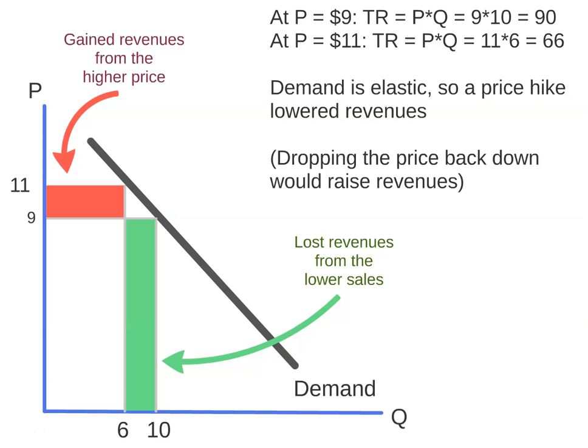Specifically, revenues go down from $90 to $66, but we should have expected that because we've already calculated that the elasticity of demand is 2.5 between these 2 points, which means demand is elastic, which means consumers are responsive to that price hike, which means you're going to lose money through lost sales in a way that will outweigh the gained money from the higher price.